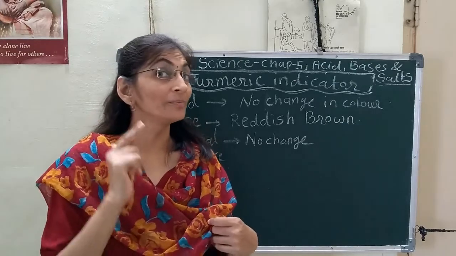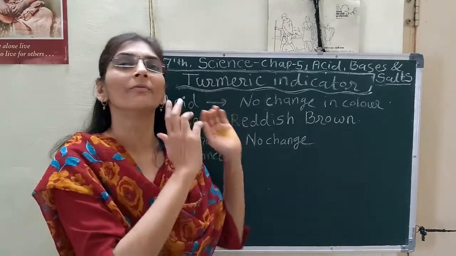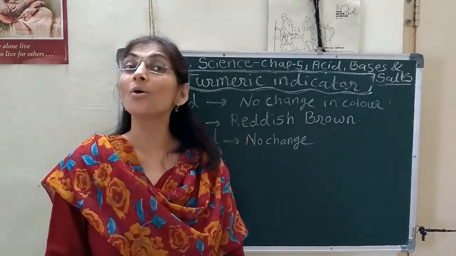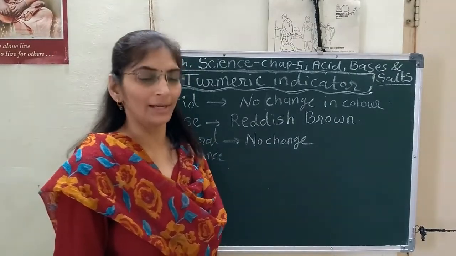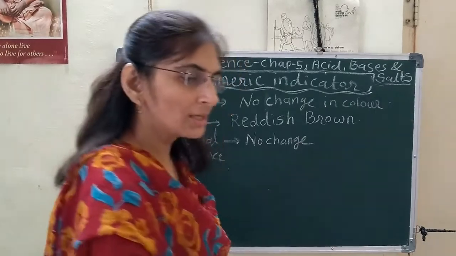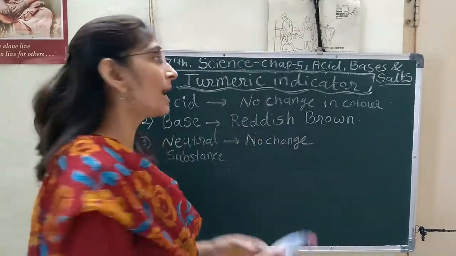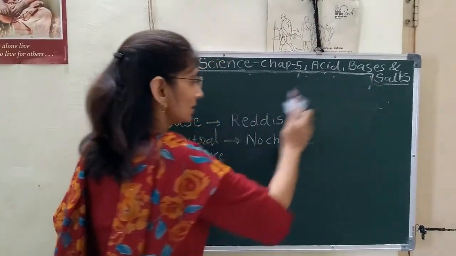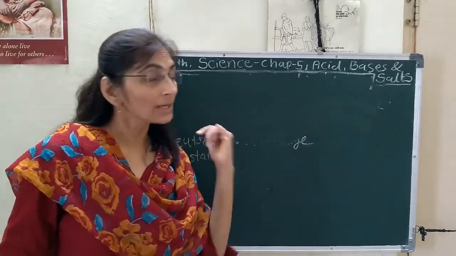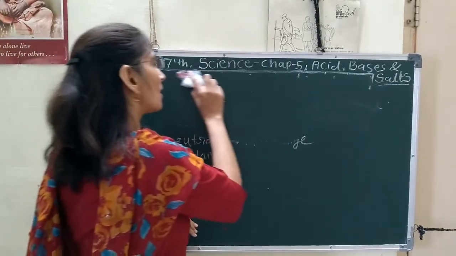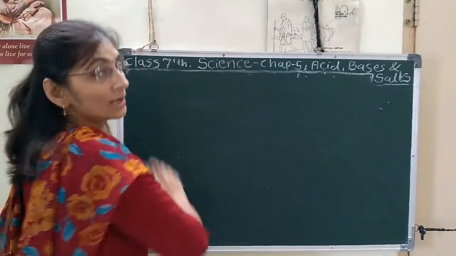Understood? I hope you understood this topic very well. About the turmeric indicator, you got very useful information. And now we will turn towards the next indicator, that is China rose indicator. So what is meant by China rose? China rose means the hibiscus flower, red color and in various colors we get it abundantly around us. This hibiscus flower you have to use for making the China rose indicator. That indicator is also useful for identification of whether the substances are acidic, basic or neutral in nature.